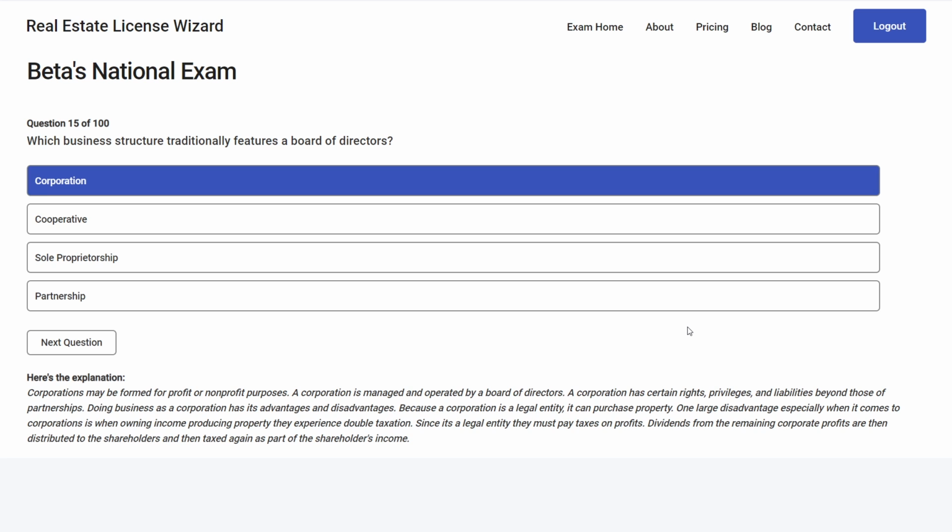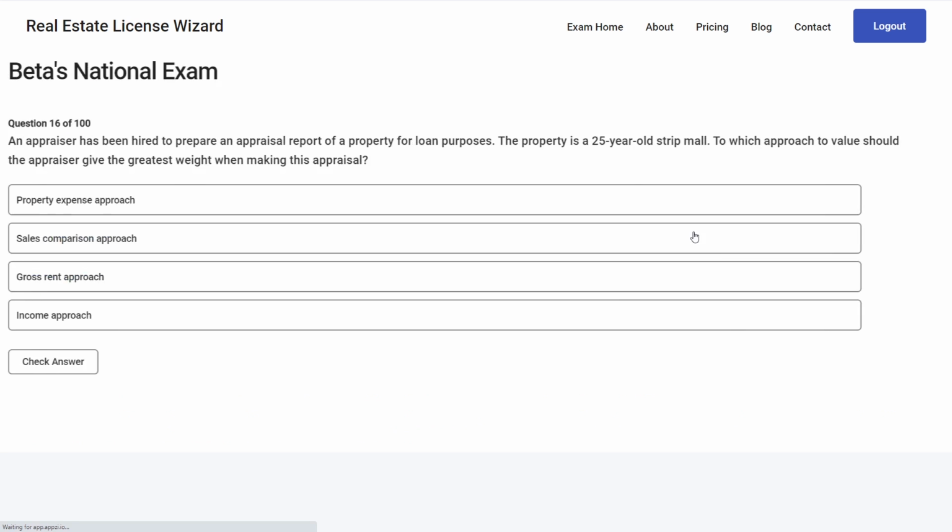So if a corporation purchases property, the corporation owns it, not an individual person. That's the biggest difference when we're talking about real estate business structures, the biggest difference that agents and you guys need to understand for the exam. But yeah, that's pretty much it for this question. So we'll do the next one.